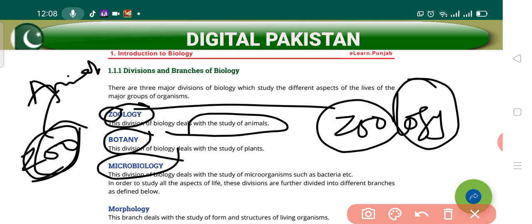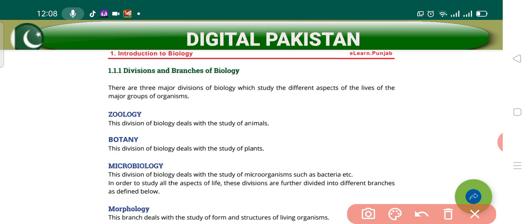Similarly, the next division is botany. What is botany? Botany is a division of biology. Don't say branch, beta, it is a division. Division means that it includes further branches. A division is a broad term, okay? It is not a branch, it is a division. Let's suppose these are the basic divisions of biology. Zoology, in which we study animals.